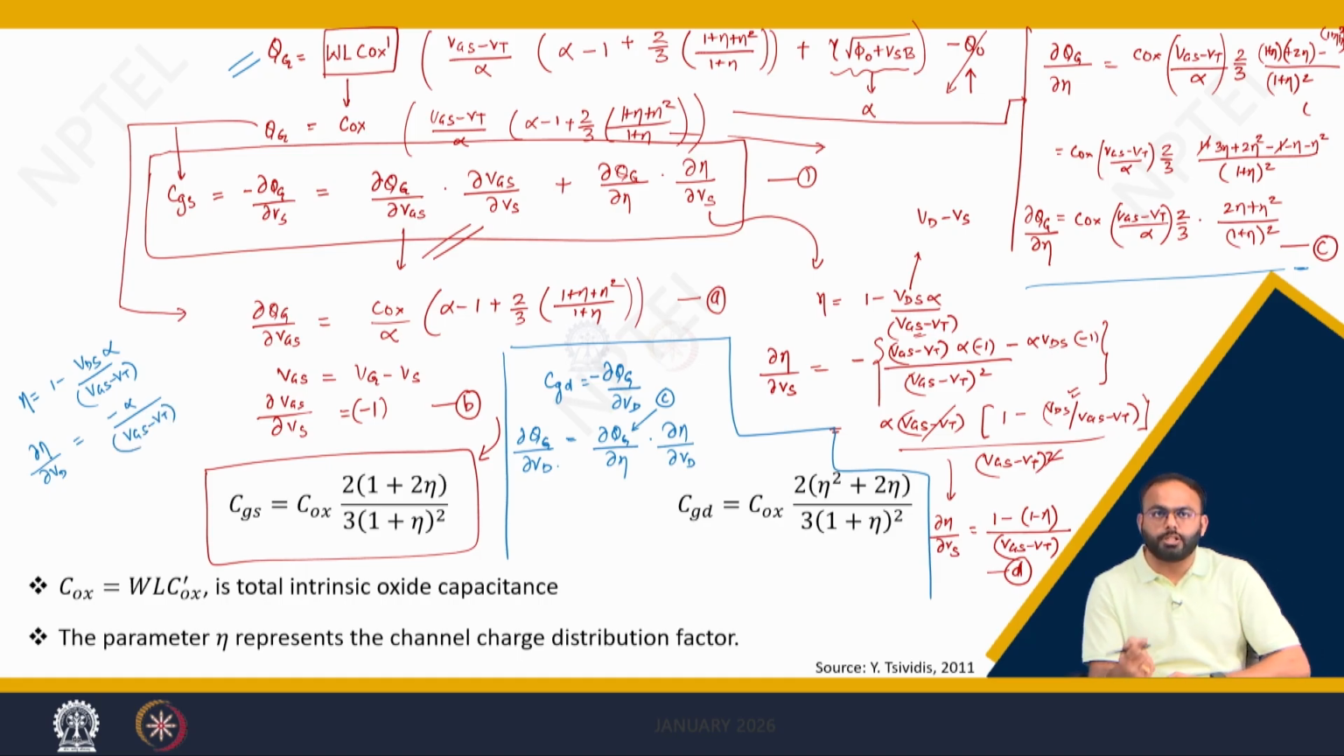Because you are differentiating with respect to Vd, you will get only 1, right? You put it back here, and because of this negative sign, there will be a negative sign here, and this Vgs minus Vt and this alpha will get cancelled. Ultimately you will get Cox into 2 by 3 into (eta square plus 2 eta) divided by (1 plus eta) whole square. This is this factor. So likewise we calculated both the capacitances, CGS and CGD, under the strong inversion region of operation, where Cox is nothing but the total intrinsic capacitance, right?